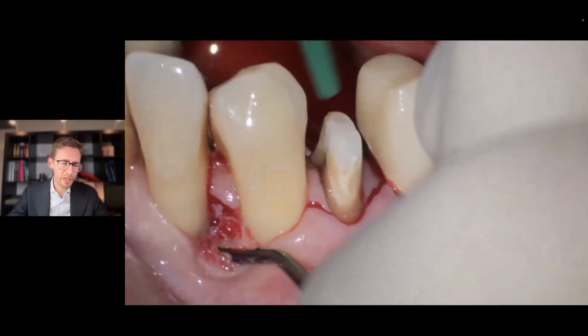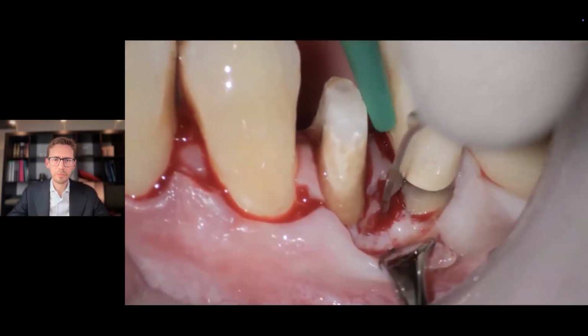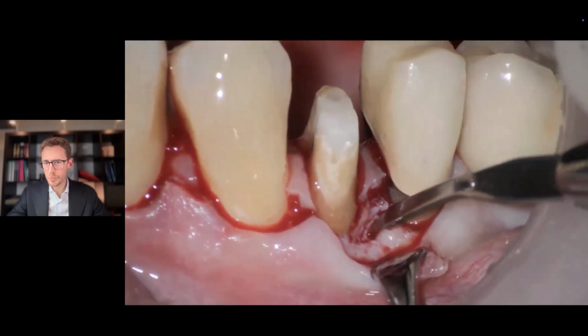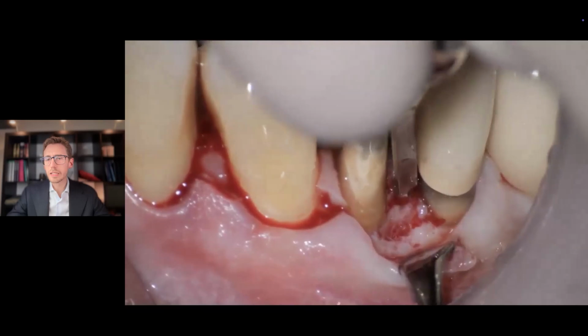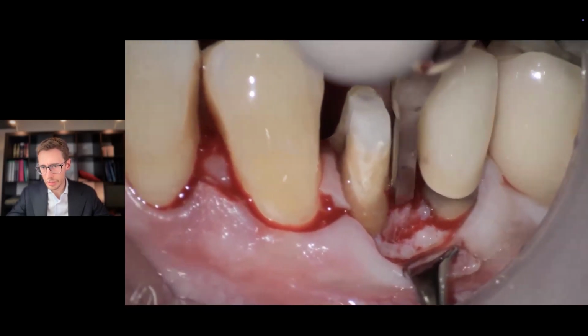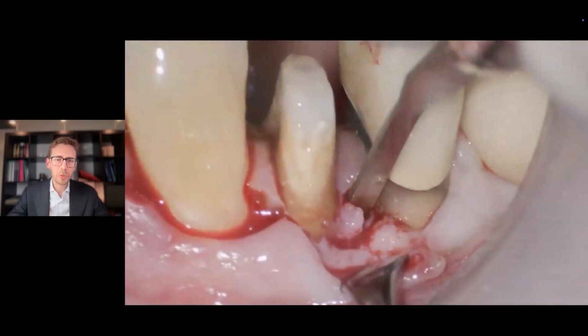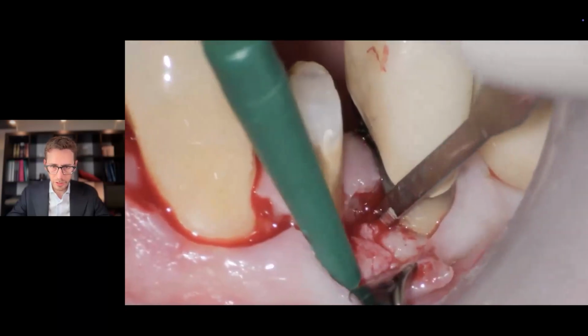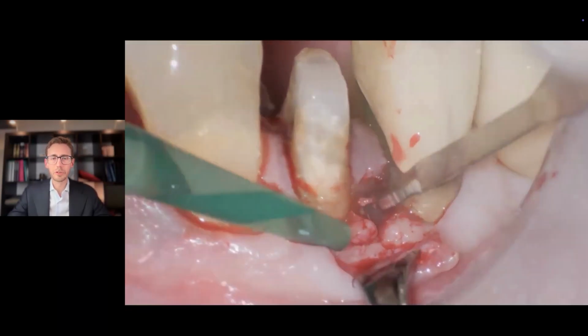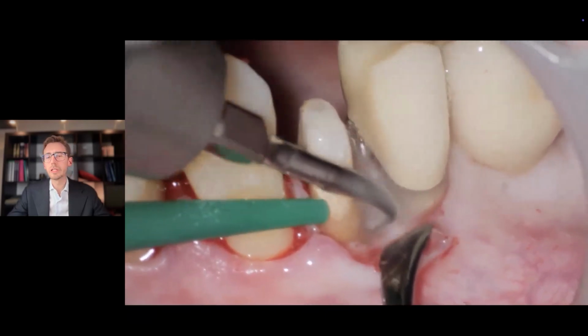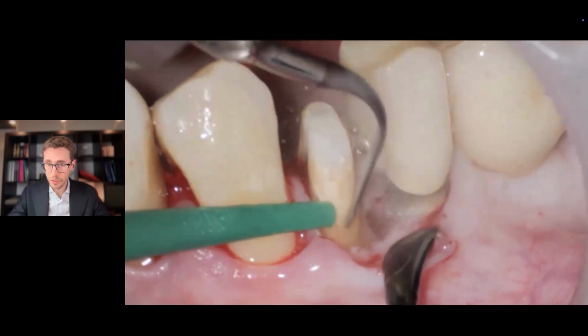And once we have elevated both the papilla, the distal aspect of tooth number 14, and the distal aspect of tooth number 12, we start the sharp degranulation of the intrabony component of the defect to completely eliminate the granulation tissue and to visualize the root surface facing the intrabony defect. Of course, we perform the degranulation and the debridement of the defect itself.